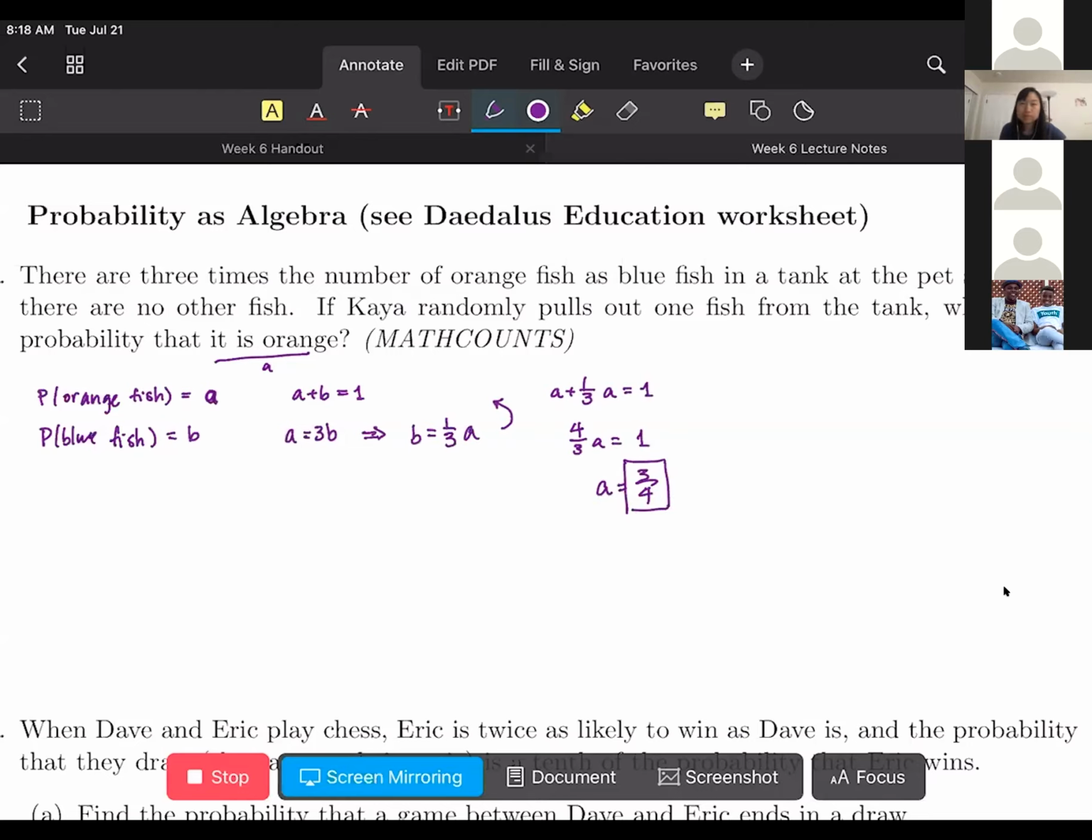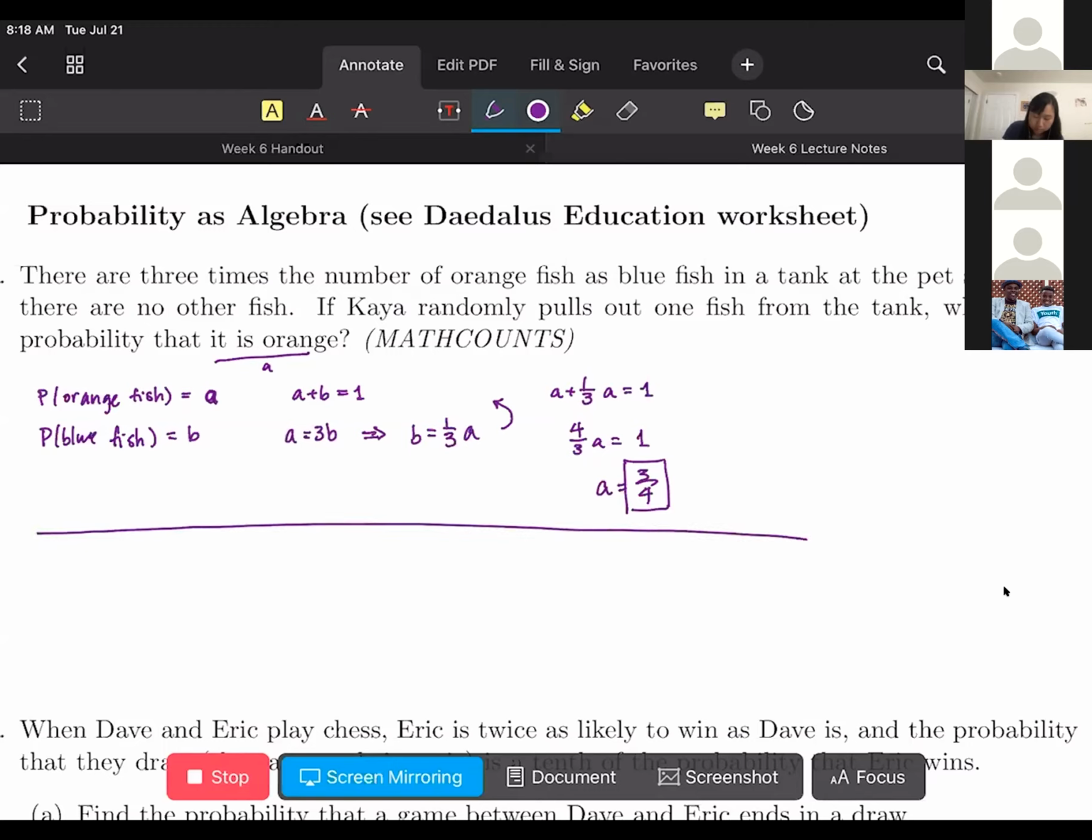Well, there's a different way I would have done this. Since orange fish is 3 times blue fish, I just represented them as the smallest possible numbers. So orange fish could be 3 and blue fish would be 1.